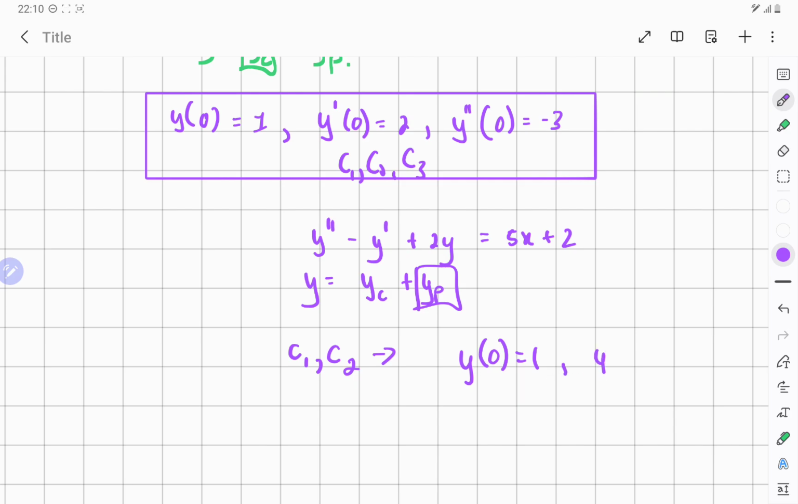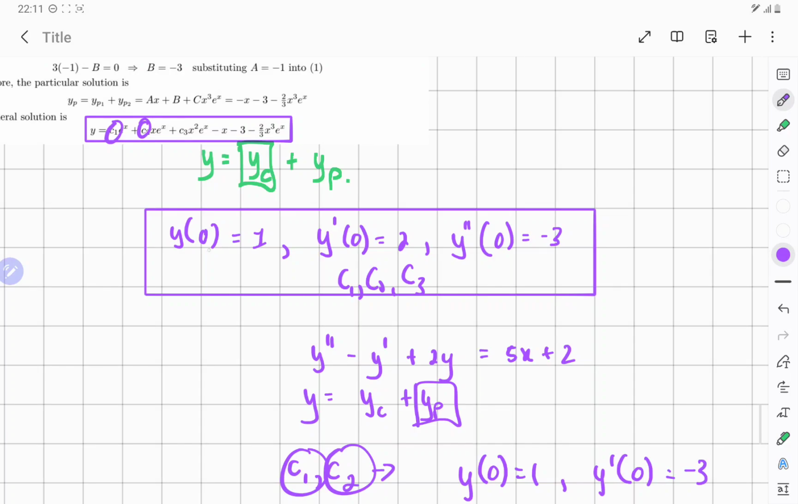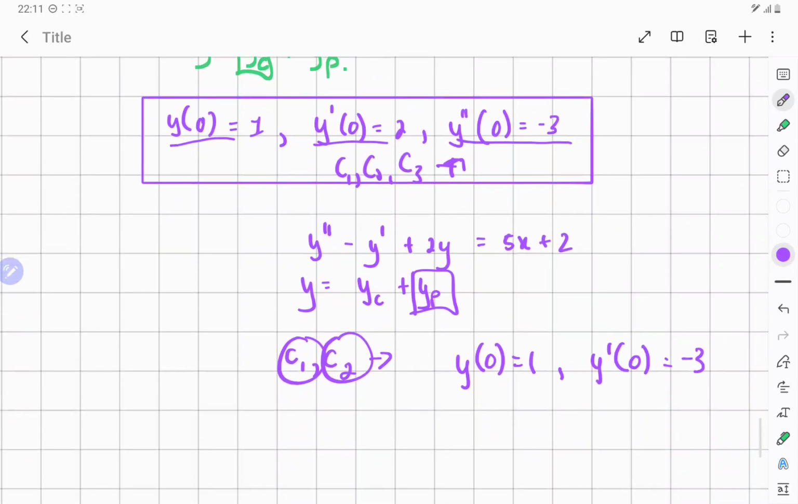They will say y of 0 is 1 and y prime at 0 is negative 3. And that is to solve then your C1 and C2. So just recap, if it is a third order differential equation, there will be 3 conditions and you need to solve your arbitrary constants. If it's a second order differential equation, there will be 2 conditions and you will solve your 2 arbitrary constants. And that is the end of non-homogeneous differential equations part 2.